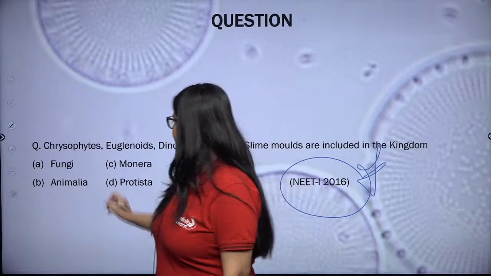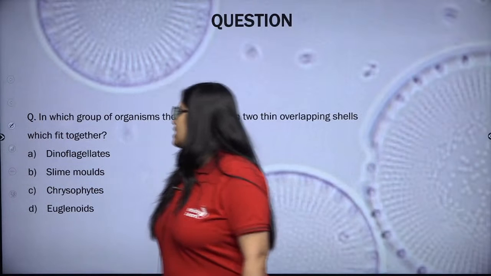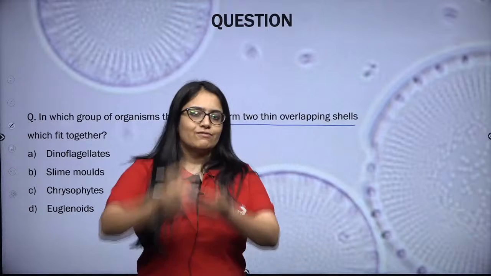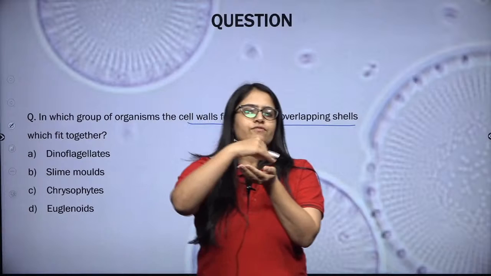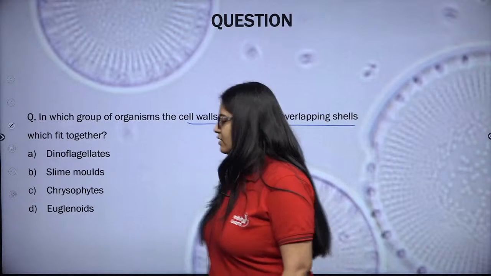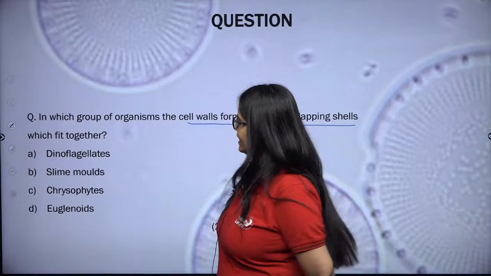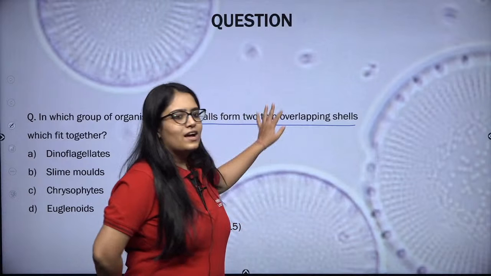Excellent. Next one. In which of the following organisms does the cell wall form two thin overlapping shells that fit together like a soap case? Which organism's cell wall fits like a soap case? Come on, give it a try, my lovely kids. Who's saying euglenoids? Everybody is saying D. The answer is diatoms, right?